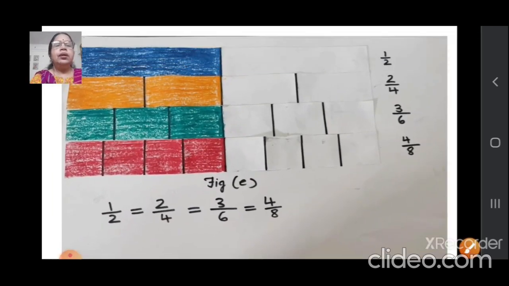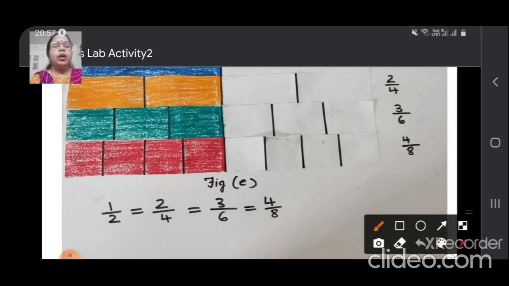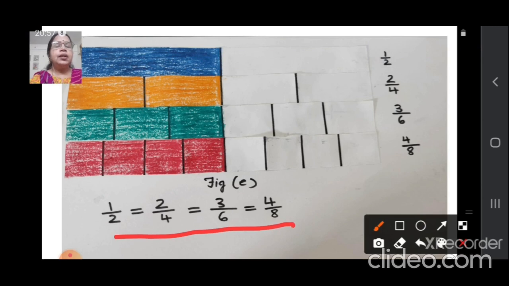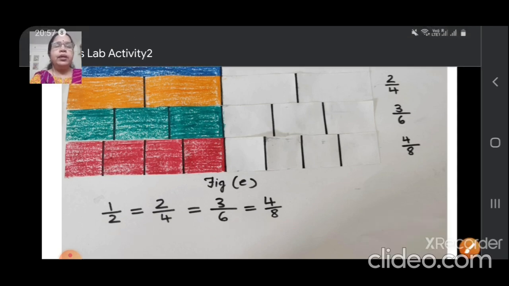Then you can stick the strips one below the other and write the fractions associated with them. So it is proved that 1/2 is equal to 2/4 is equal to 3/6 is equal to 4/8. They are all equivalent fractions.